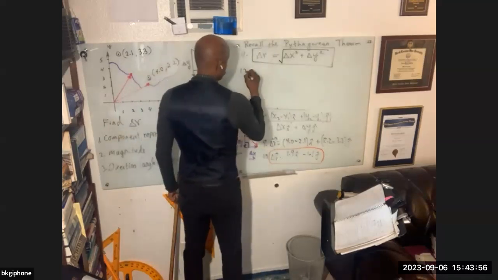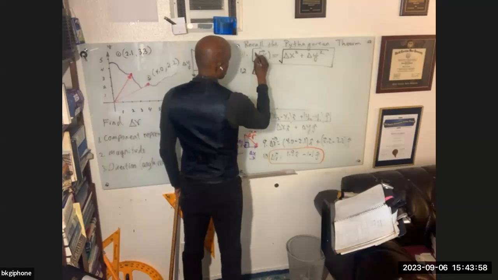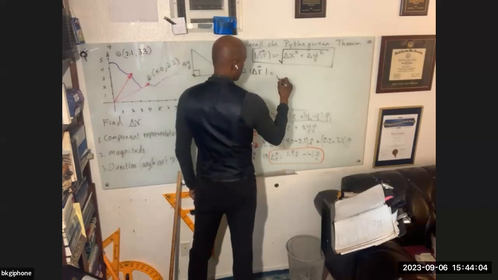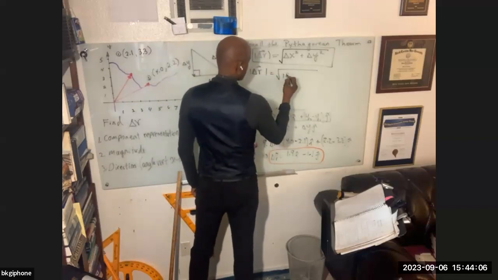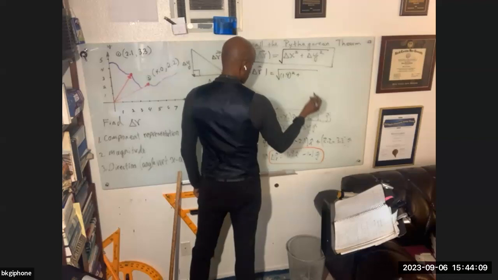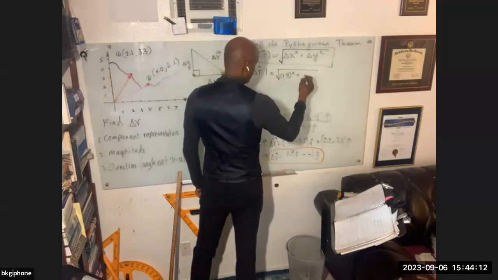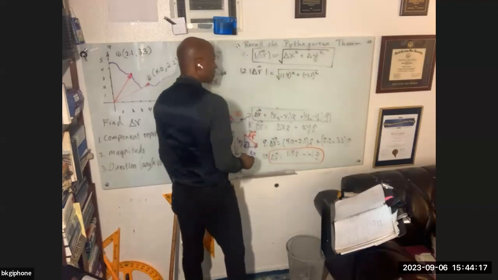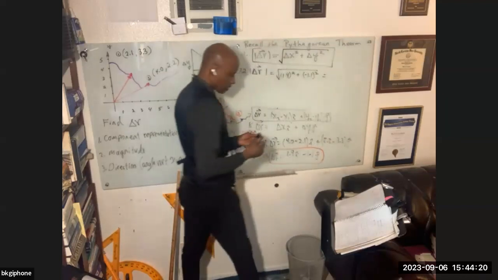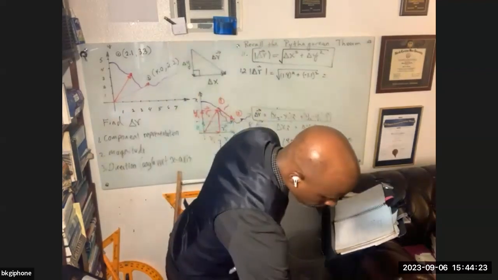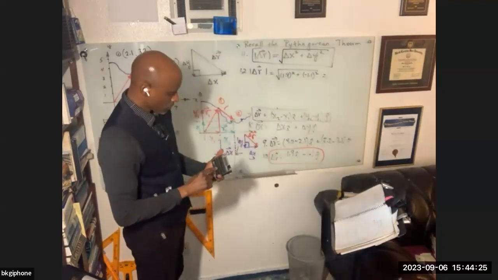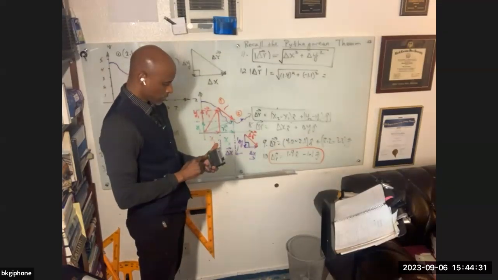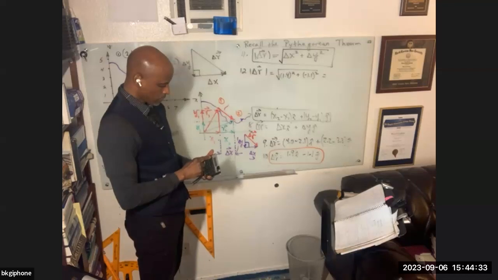So the magnitude of delta R, and I can represent magnitude with absolute value signs, is going to be equal to the square root of 1.9 quantity squared plus minus 1.1 quantity squared. And that's going to be equal to whatever it is. Take 1.9 squared, 1.1 squared, add them, and take the square root.